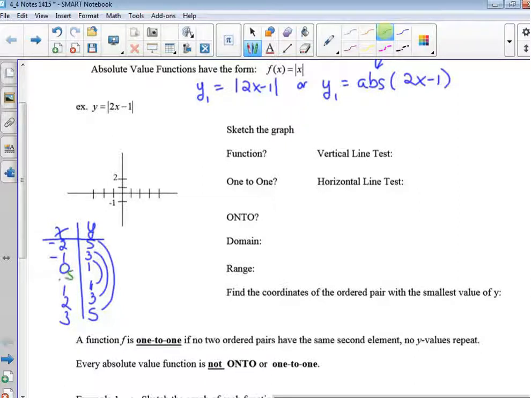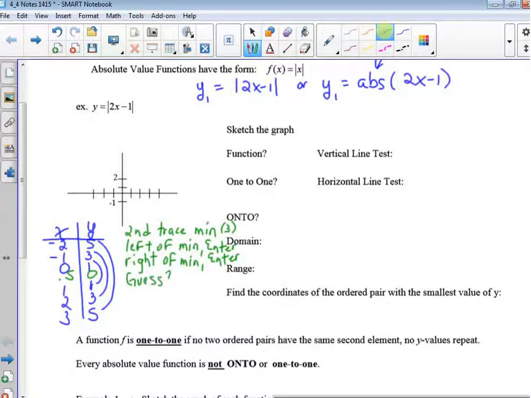So it was 0.5, 0. So to find the minimum, we did second trace minimum, which was choice 3. And then we went to the left of the min, and we hit enter. Then we went to the right of the min, and we hit enter. Then we saw guess, question mark, and we went on the min, and we hit enter.